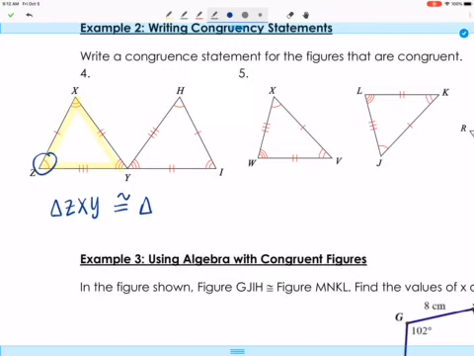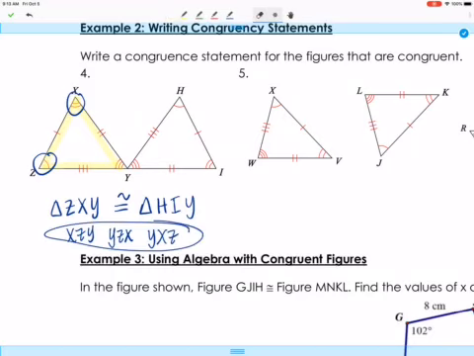So if Z has 1 mark, so does H. If X has 2, so does I. And then if Y has 3, then this Y also has 3. So that when I read back through your answer, all of these parts should match in order. All right. You could have also named this triangle XZY, YZX, YXZ, etc.